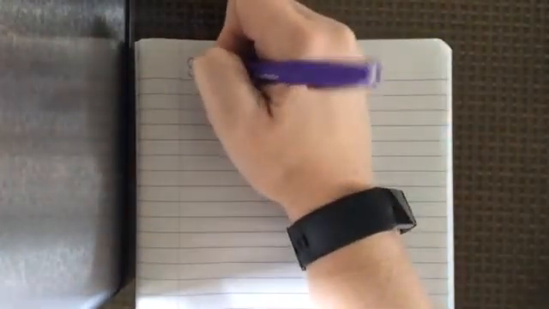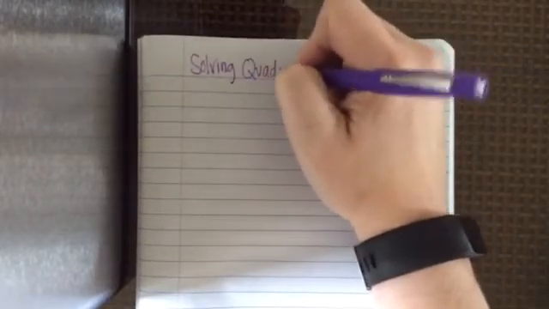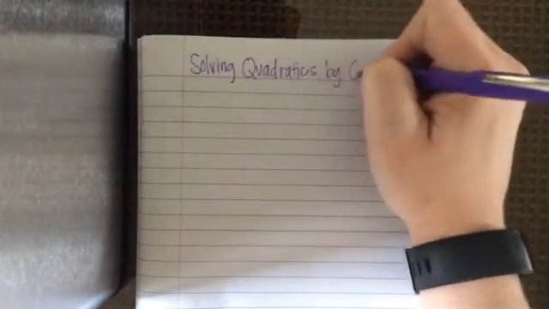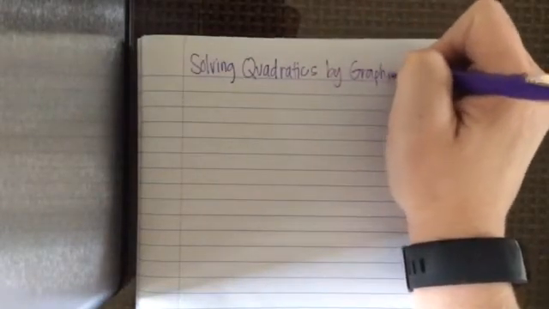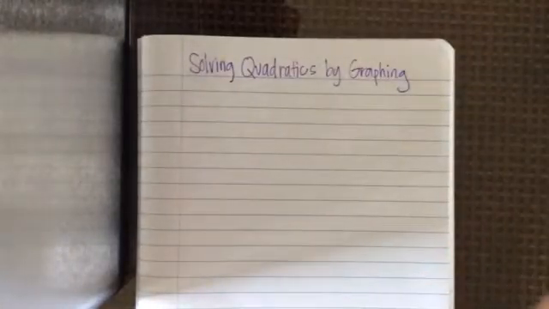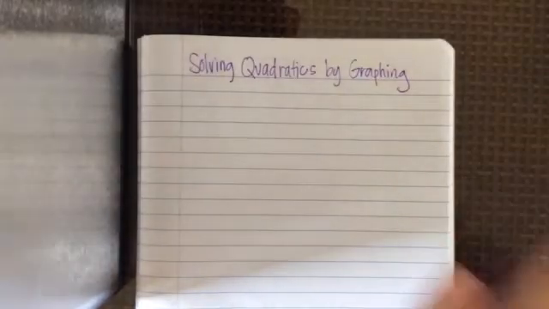Okay, so we are going to solve quadratics by graphing. When you're solving a quadratic, you want to choose the way that you're going to do it. The first way we are going to solve is by graphing. And we already know how to graph a quadratic, right? We have our steps of graphing quadratics, so let's review our steps.